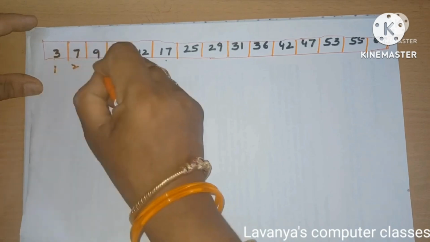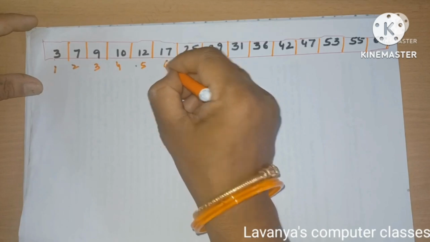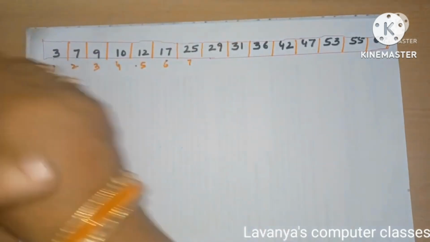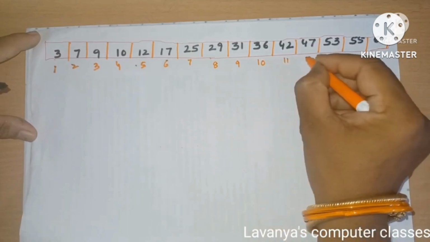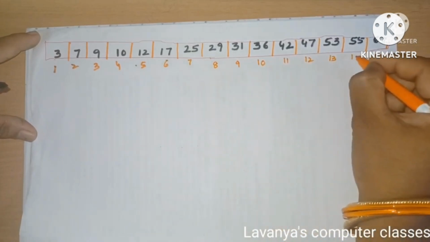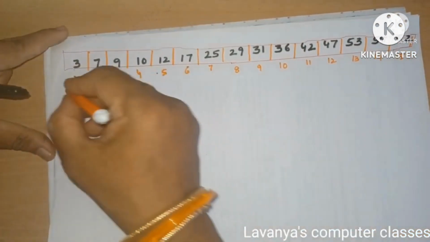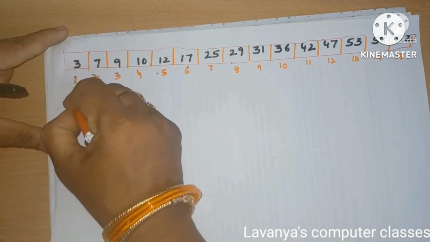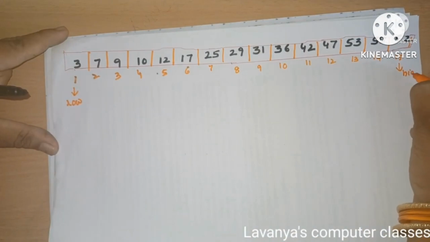This is 1, 2, 3, 4, 5, 6, 7, 8, 9, 10, 11, 12, 13, 14, 15 elements are there. So these are my 15 elements. In this, the first element is known as low, and the last element is called high.